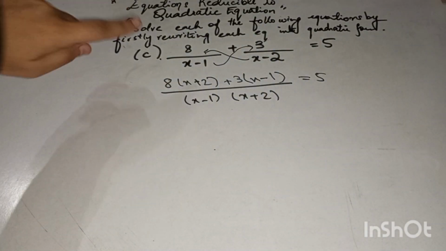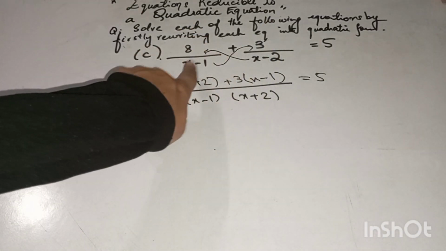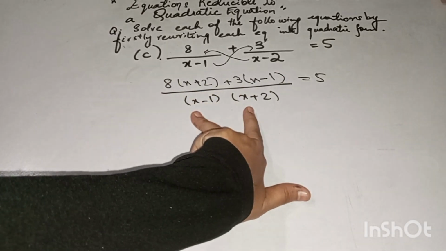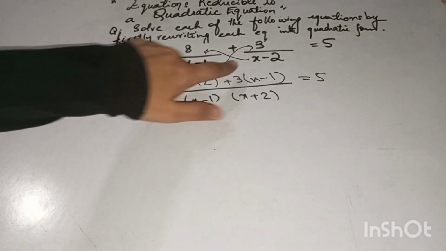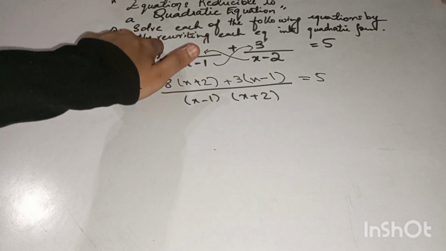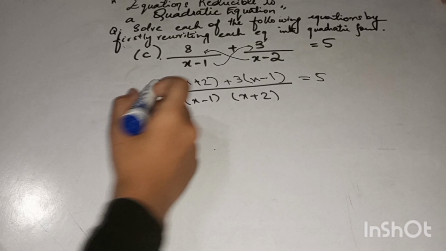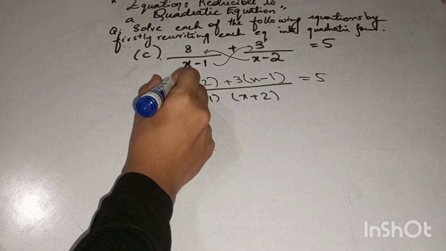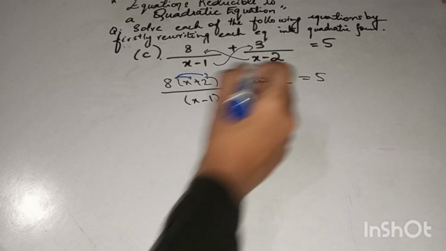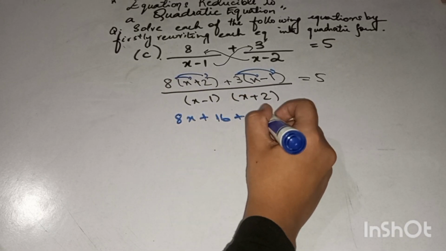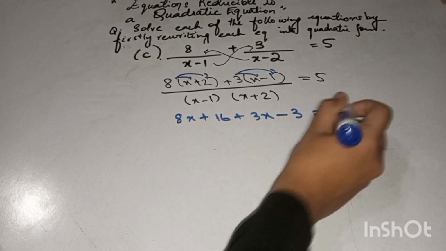So what I said is that when you have two denominators like this, you make it into one single denominator, you multiply both the brackets like this, and on top you cross multiply with their numerators basically. So what we will do next is we'll just open up everything. First multiply this with these two things and then this two. So this is 8x plus 16 plus 3x minus 3 equals 5 as it is.